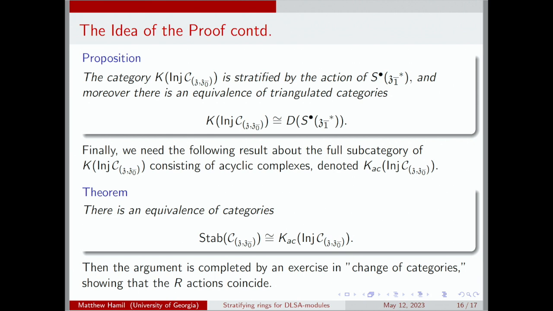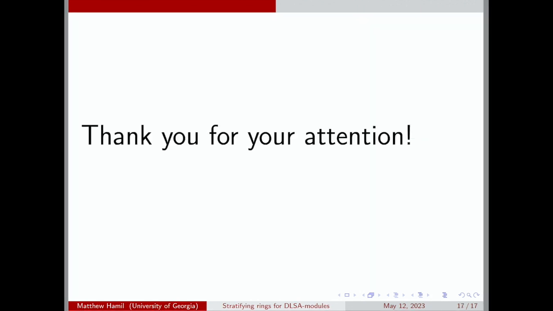Then we need to get the stable category in the picture. What you can show is that there's an equivalence of categories between the stable category and the homotopy category of injectives in CZZ0, but you consider only those acyclic complexes. From here, to complete the argument, you just need to show that the R actions coincide, which is an exercise in change of rings. All right. So I think I'll stop here. So thank you.